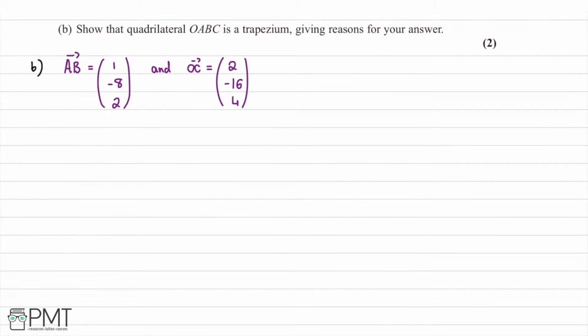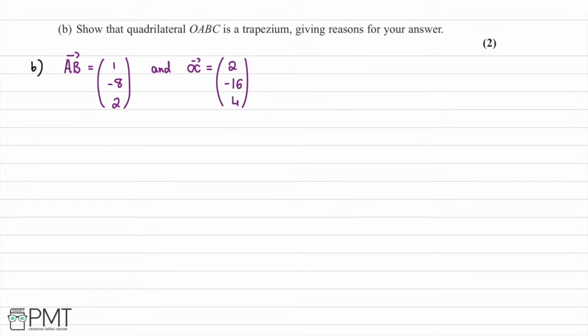So then in part B of this question, we're asked to show that the quadrilateral OABC is a trapezium, and we're asked to give a reason for our answer. So we first note down, we remember from part A that we've worked out that the vector AB is going to be (1, -8, 2), and then we know that OC, which is just the position vector C, is going to be (2, -16, 4).